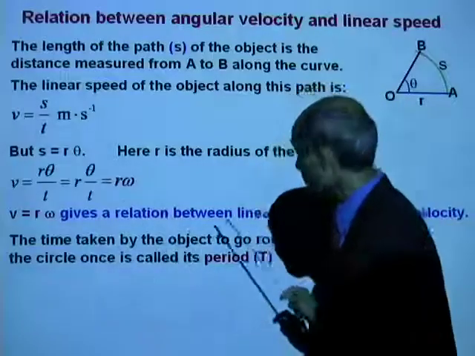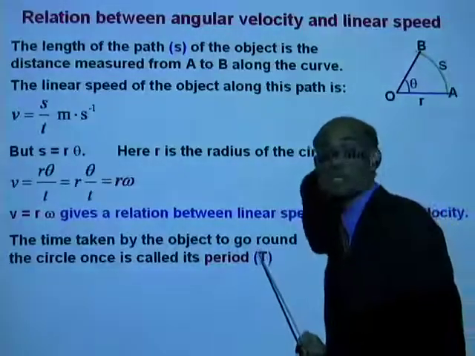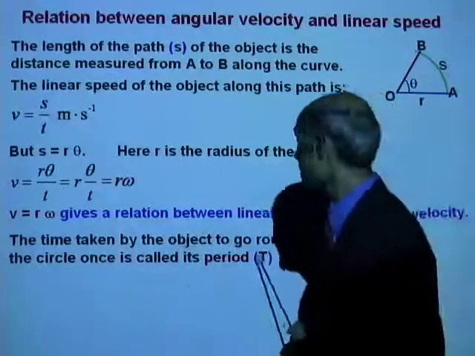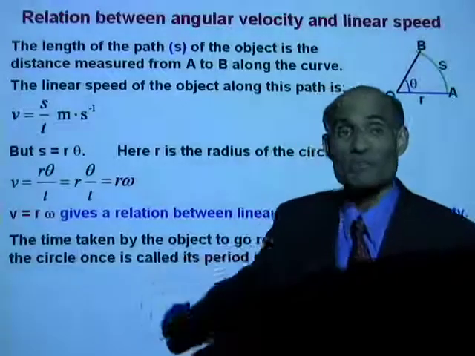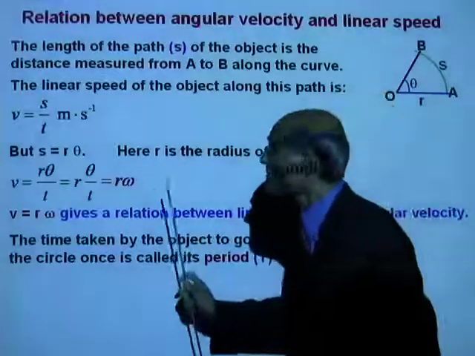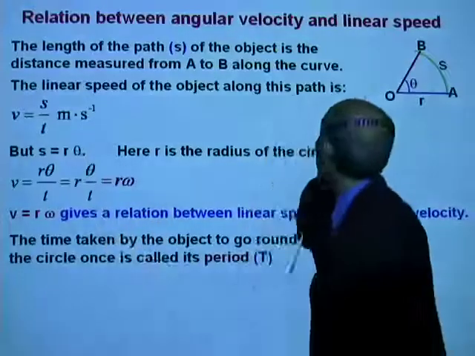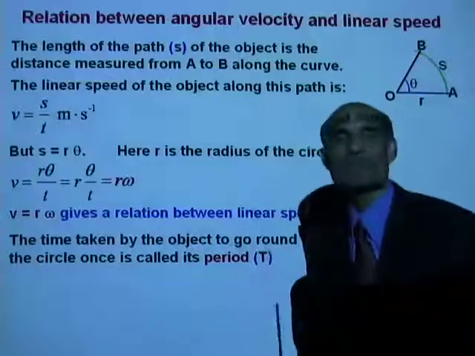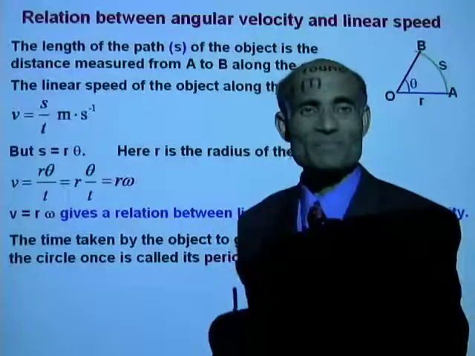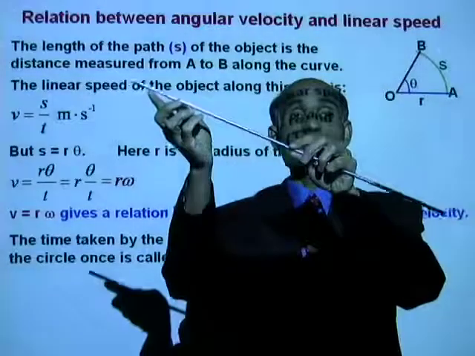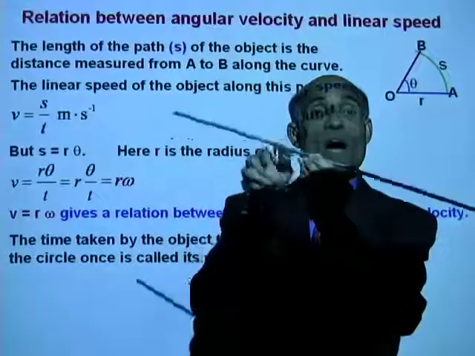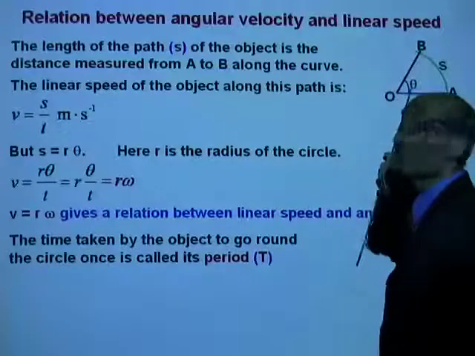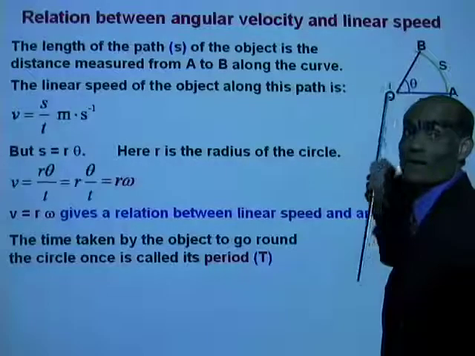Now tell me, wherever we use the word period, it will be represented by the uppercase T. We will use that very often. Now, what is the value of the angle theta in one period? In one period, the object in circular motion will go round completely once. So, in one period, the value of theta is 2 pi.